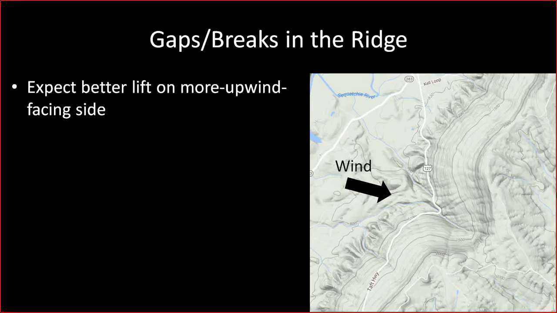When you come upon a gap like this, if the wind is not perfectly square to the ridge, not blowing straight in, then expect to find better lift on the side of the gap that faces into the wind better. So in this example, that would be this side of the gap. It faces the wind a little better than this side of the gap. Neither one faces the wind as well as the ridge in general.